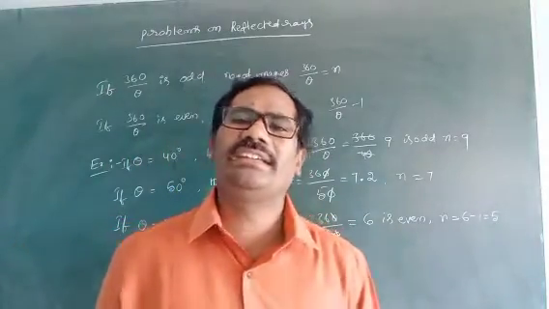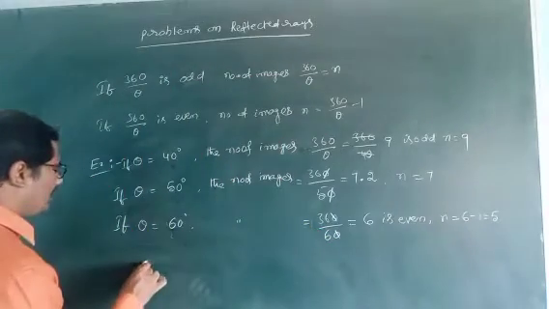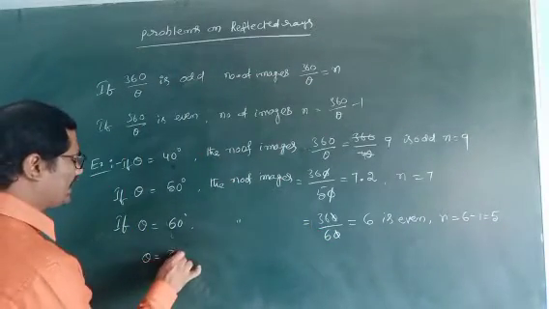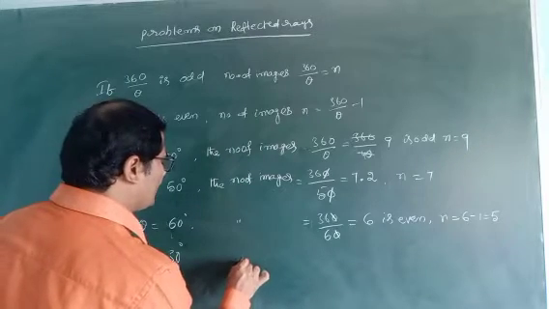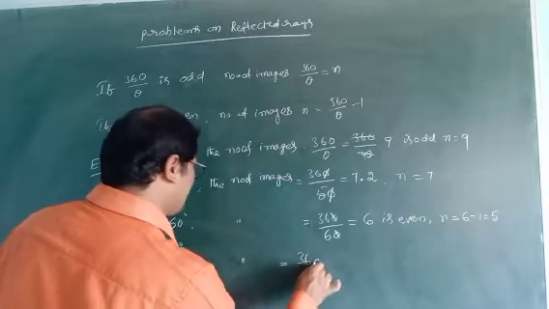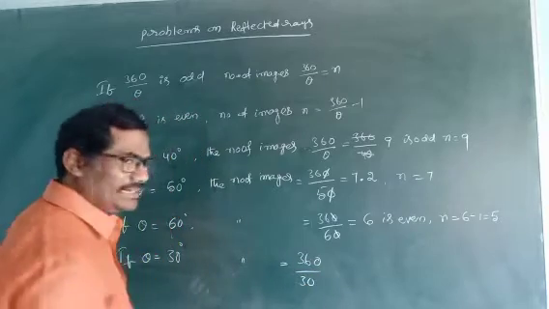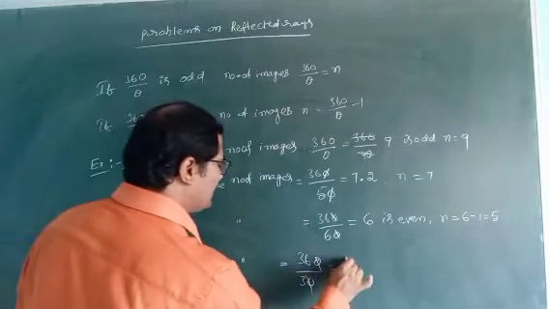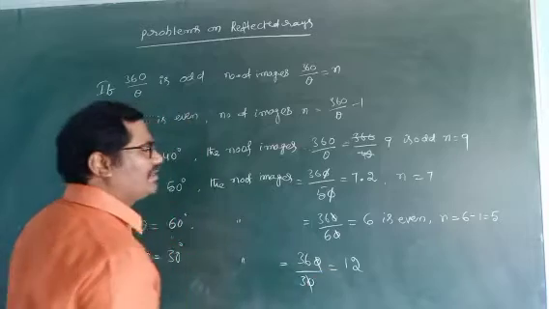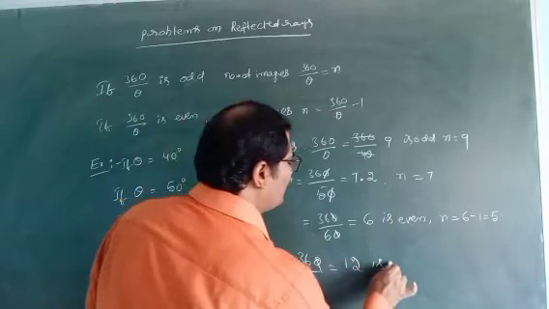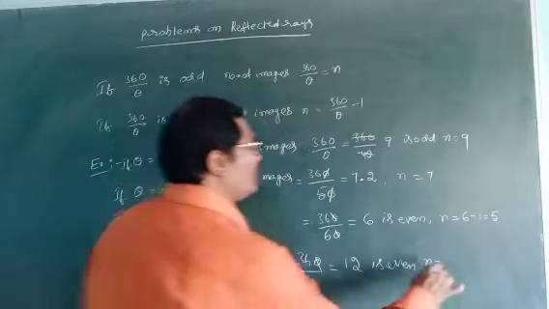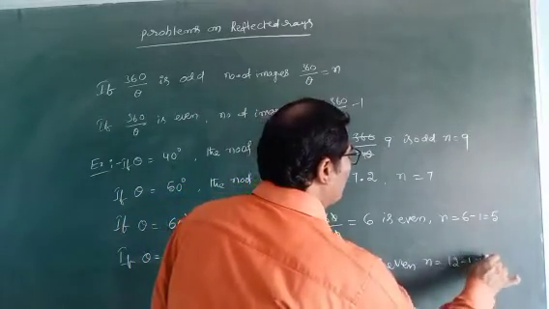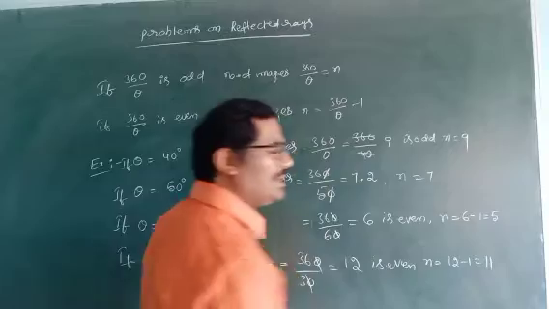If theta equals 30 degrees, how many images are formed? That means 360 by 30, which is 12. 12 is even. That means the number of images is 12 minus 1, that equals 11.